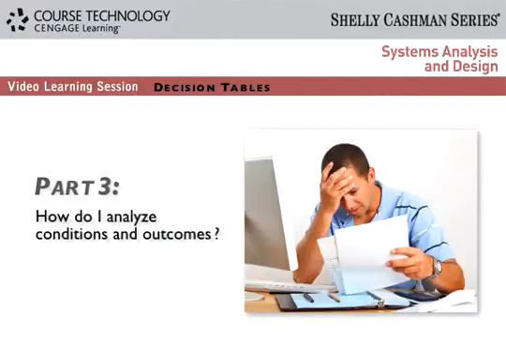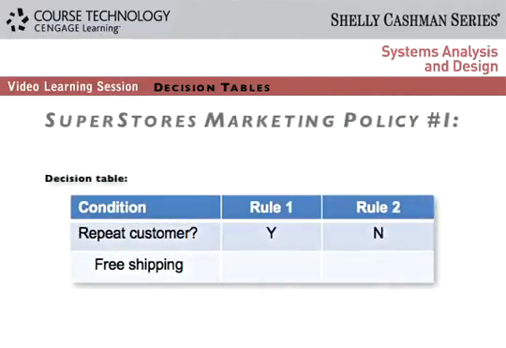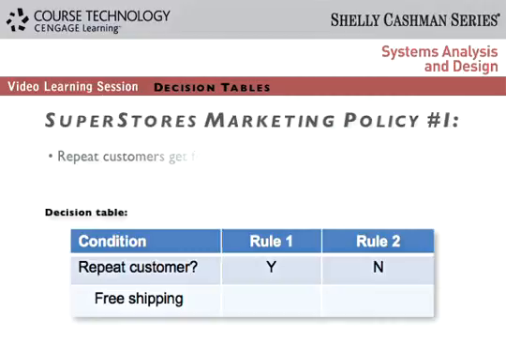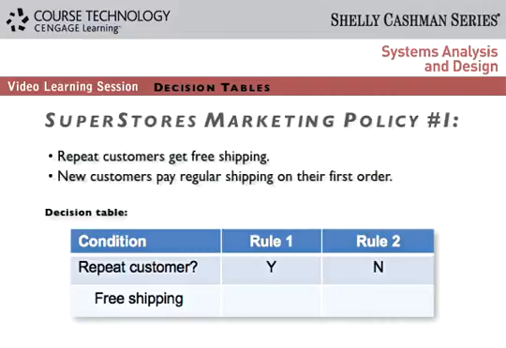Now we'll analyze a marketing policy. The marketing team at Superstores just announced a customer appreciation policy. Under the policy, repeat customers get free shipping, but new customers pay regular shipping on their first order. A decision table with only one condition is simple. If you're a repeat customer, you're covered under Rule 1. If not, you're under Rule 2.